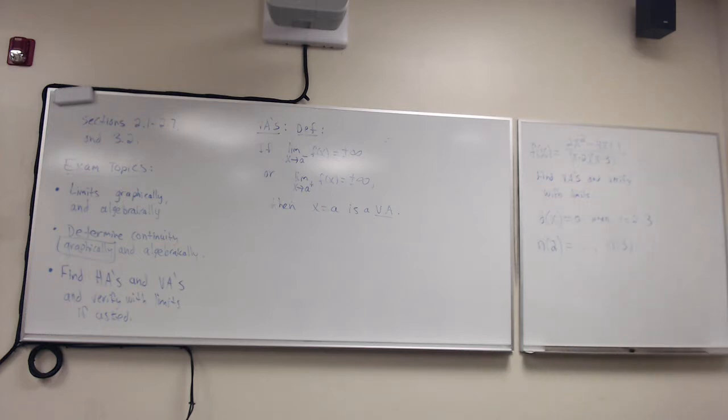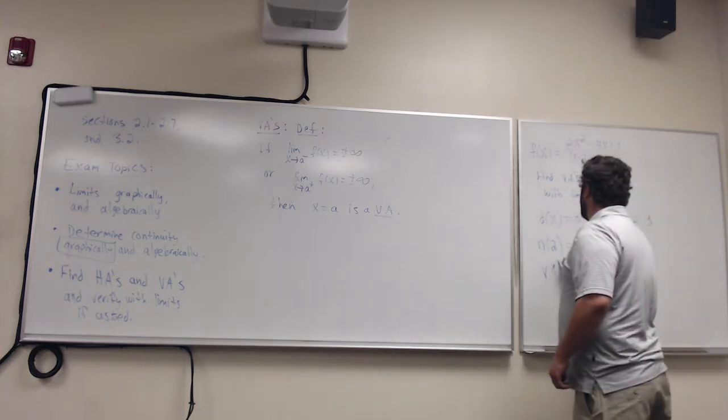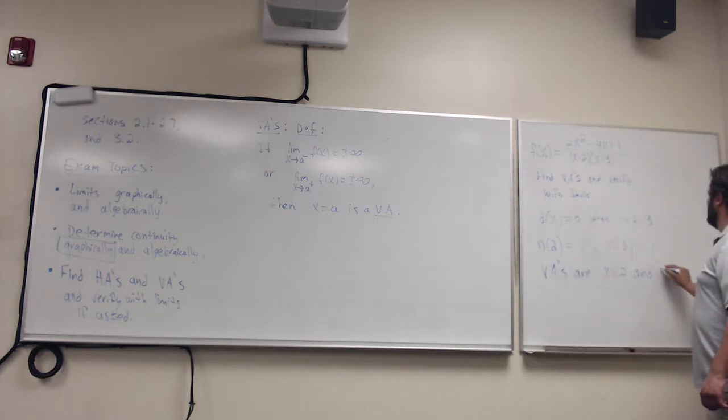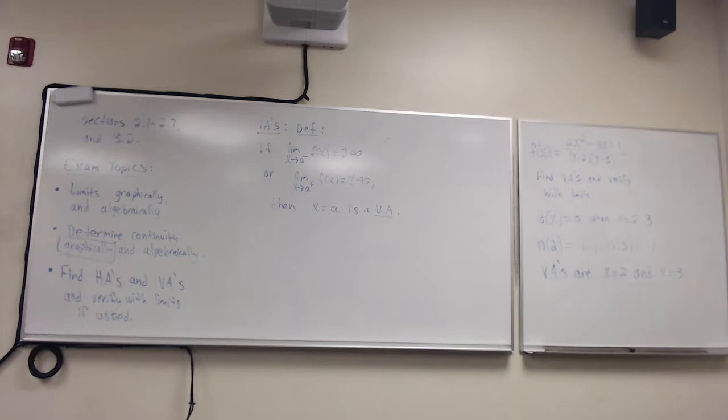Okay. So yeah, d of 2 and d of 3, the denominator at those values is 0, but the numerators are not. So you can say the vertical asymptotes are x equals 2 and x equals 3.